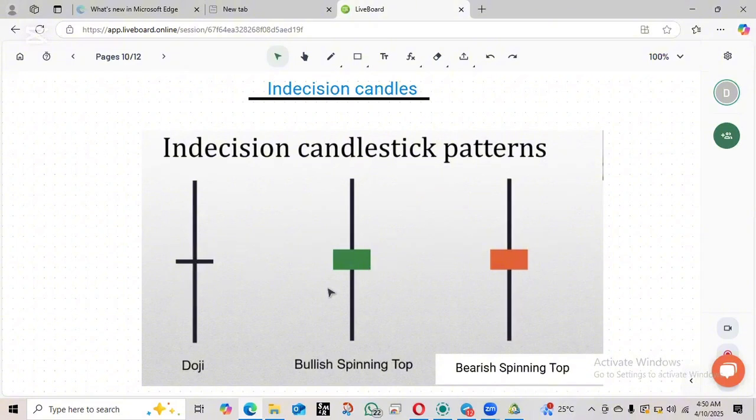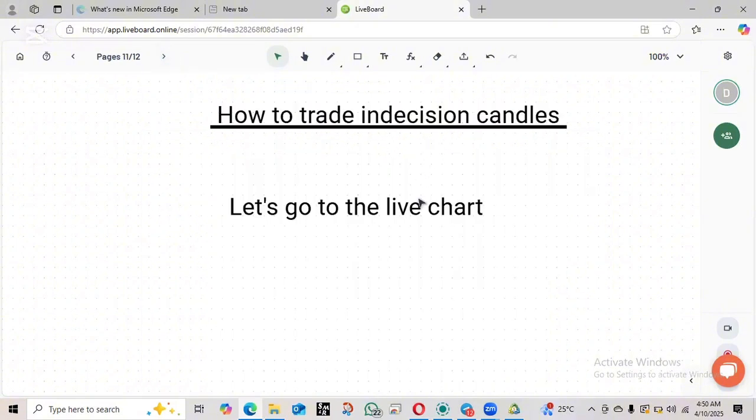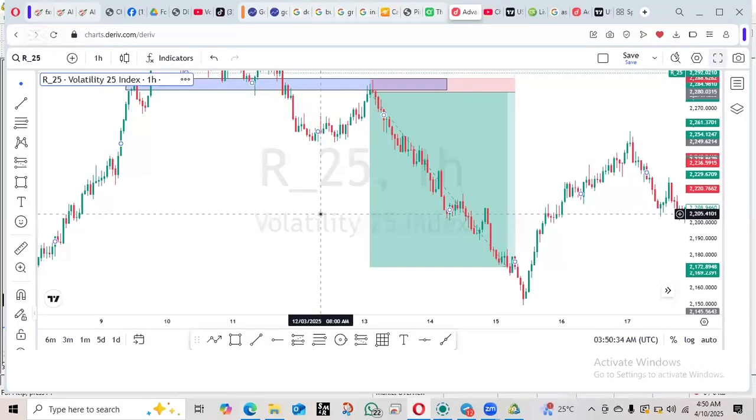And again, the level where the price is matters. If it is on a support, and then it is followed by a bullish candle, then you know that it's a buy. But if it is at a resistance level, the indecision candle appears and then is followed by a strong bearish candle, then you know that it is a sell. Now, how do you trade it? Let's also go to the main chart. Let me also show you this. The indecision candle is very powerful.